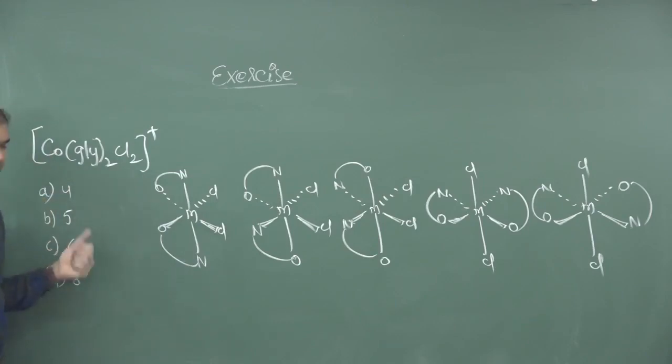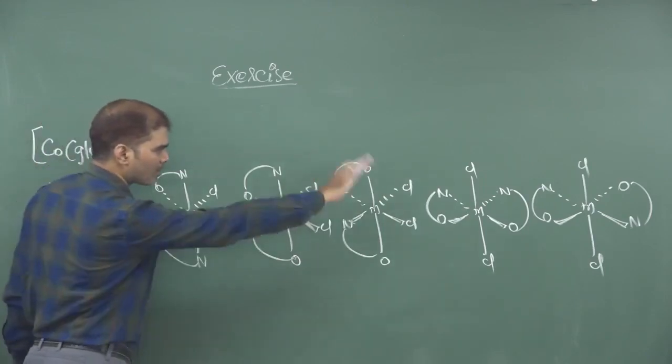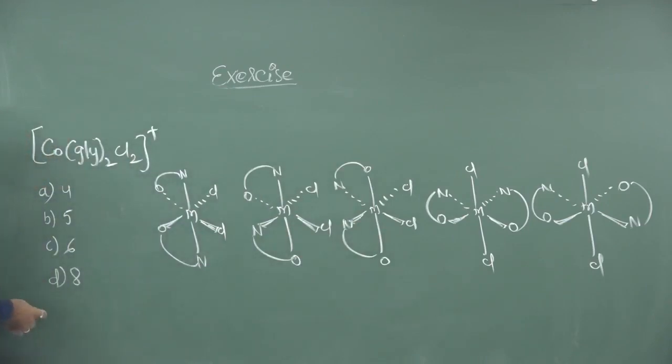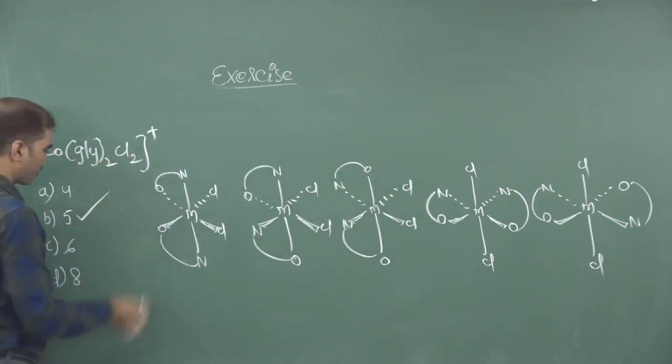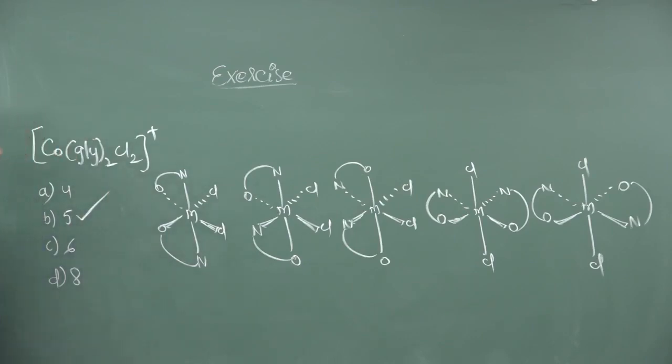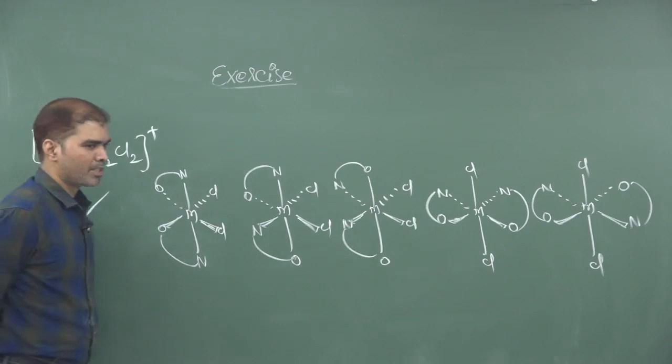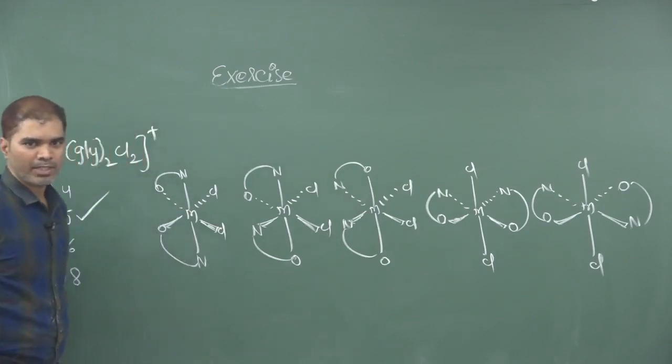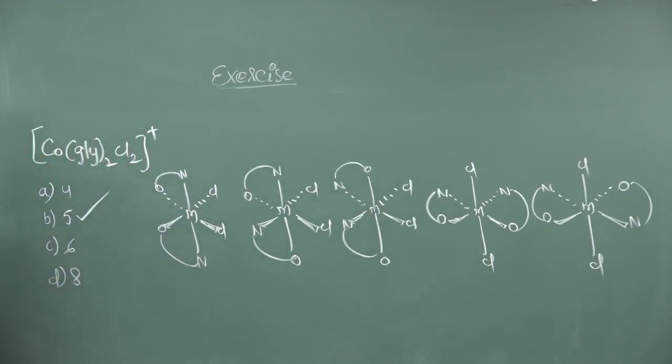B, 5. Space is also perfectly matched. Even I cannot put another isomer, so 5 only. Suppose if I am putting an extending question, how many of these are optically active? How many of these 5 geometrical isomers are optically active?